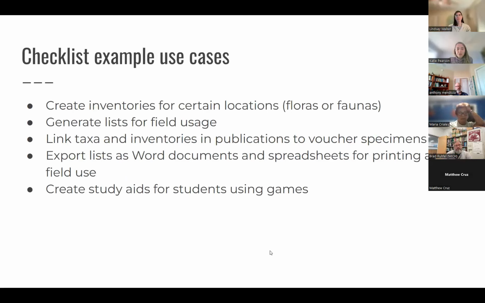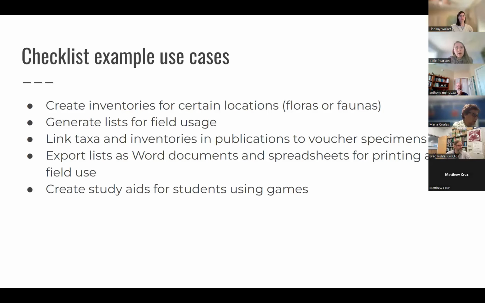So checklists are used in a number of different uses. You can create inventories for specific regions. In the botanical community, it's pretty common to create a flora of a region. So that's all of the species of vascular plants or whatever found in a specific region. They can be really useful for generating lists that you might want to use in the field.